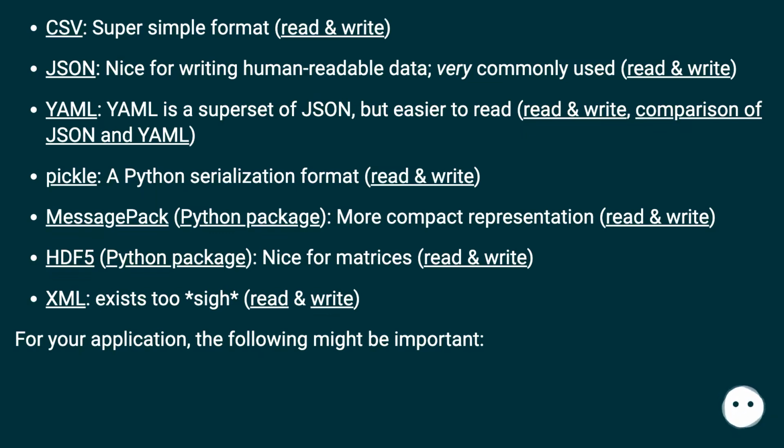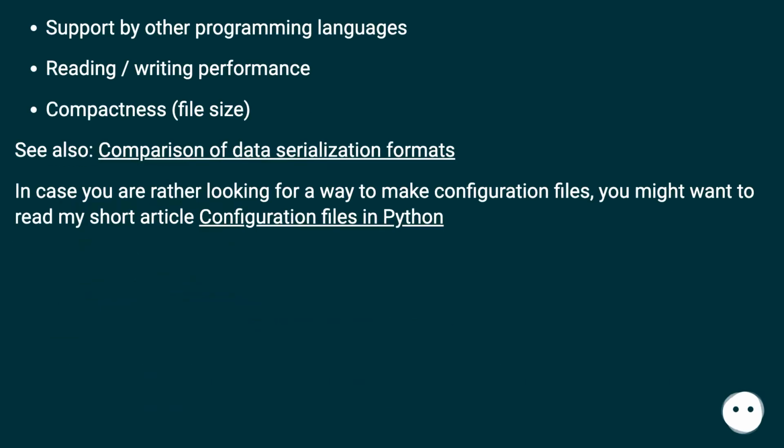For your application, the following might be important: support by other programming languages, reading/writing performance, compactness, file size. See also: comparison of data serialization formats. In case you are rather looking for a way to make configuration files, you might want to read my short article, configuration files in Python.